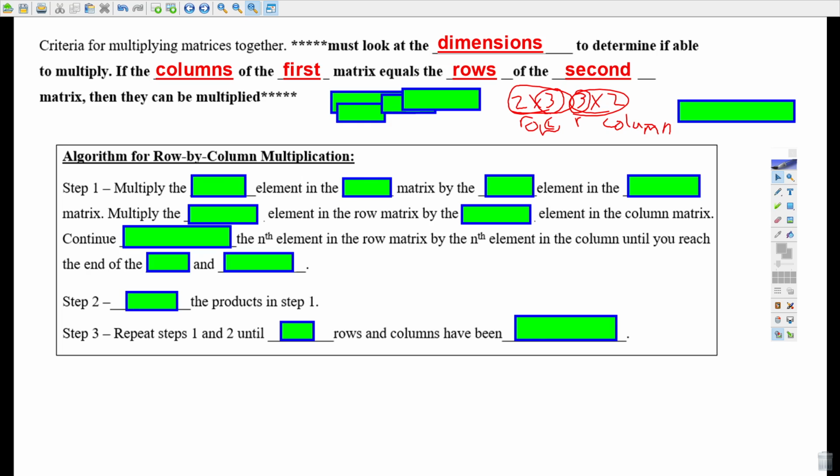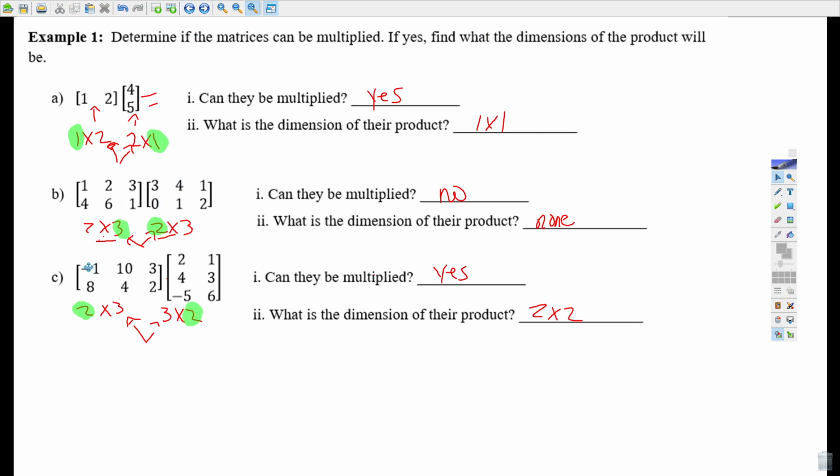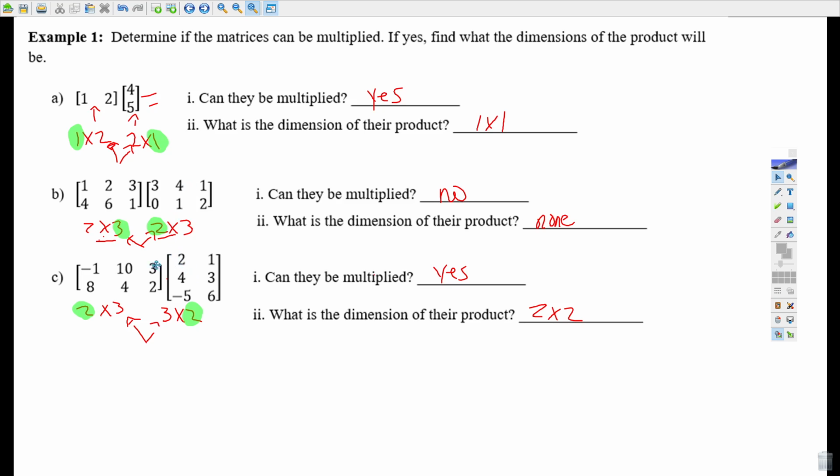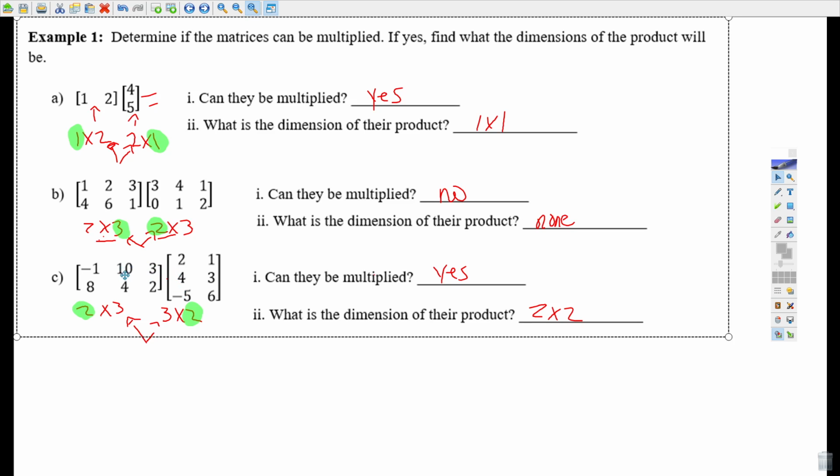So how do you actually multiply them together? What we're going to do is we're going to take the first number, the first element, in the first row matrix. So if, for example, we're going to go across the row here, -1, 10, 3, and we're going to multiply those numbers by the first element in the column matrix. So I go back here, we're going to do -1, 2, 10, 4, 3, -5. You go across the row, down the column.